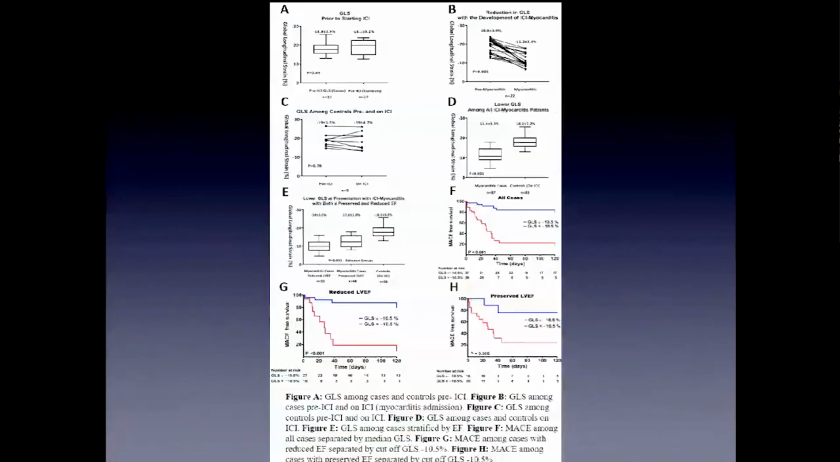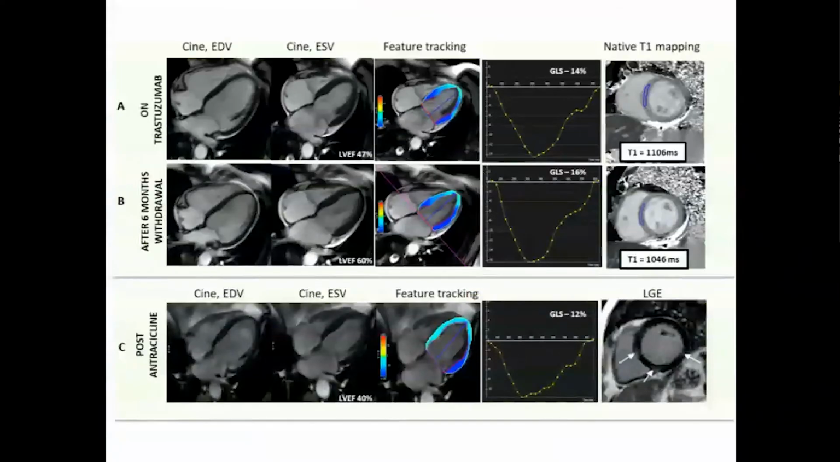So the question is, what kind of tool can we use? And this is an abstract that was presented in ACC, where you can see that this is in all comers. This is in reduced ejection fraction. This is in preserved ejection fraction. And over here, you can see that even when the ejection fraction is preserved, the global longitudinal strain will be able to sort out the patients that will end up with mortality versus the ones that will not. So I think that more to come. I think that it may be that global longitudinal strain will be a helpful tool in kind of sorting out these patients, especially because, as I mentioned to you, with ejection fraction, they're going to be normal.